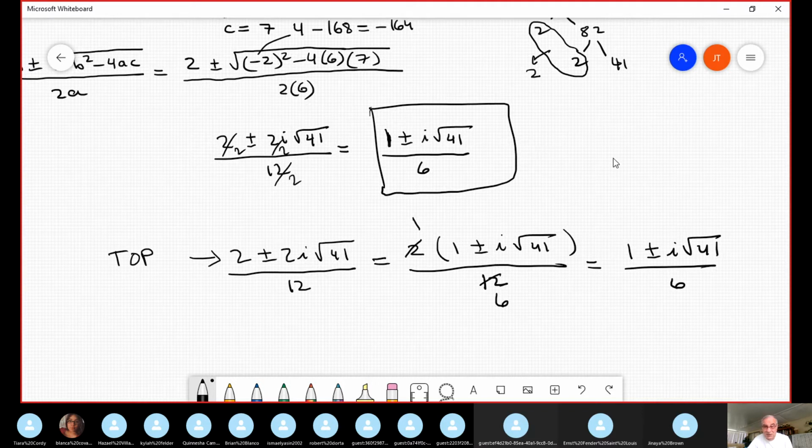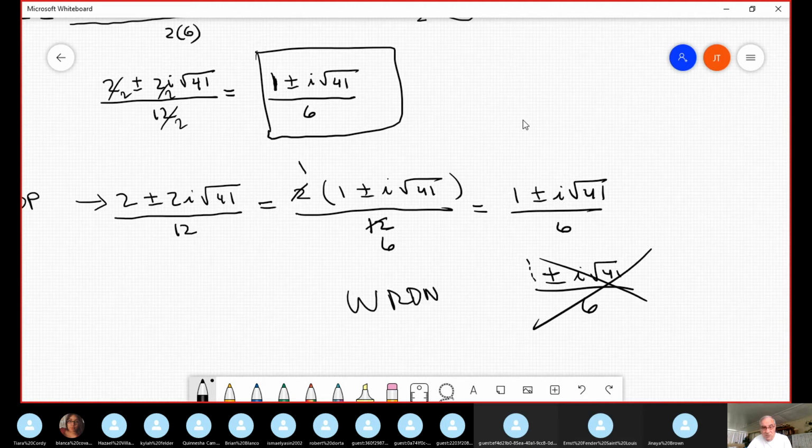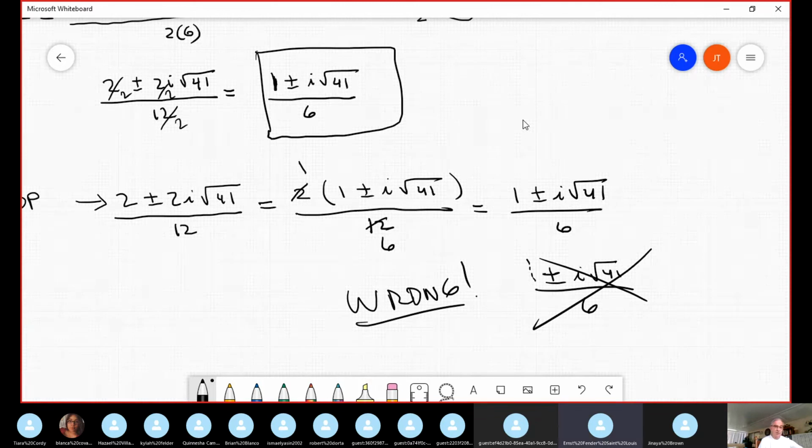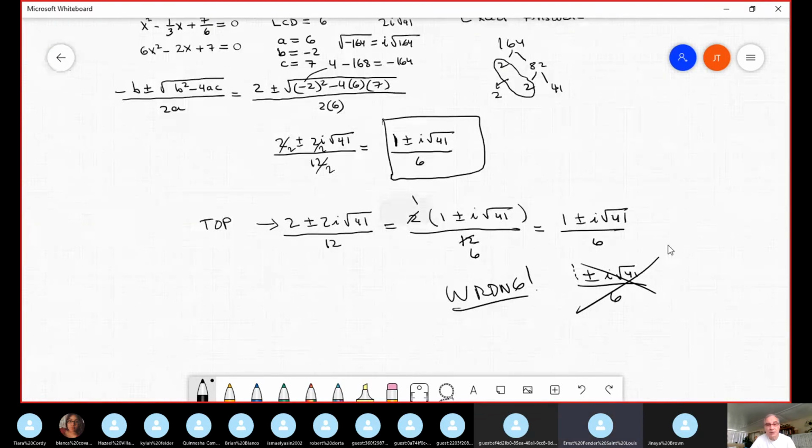So if your answer does not contain this 1, it's totally wrong. Do you understand why? Yeah, because the 1 makes it irrational. You're right, absolutely.